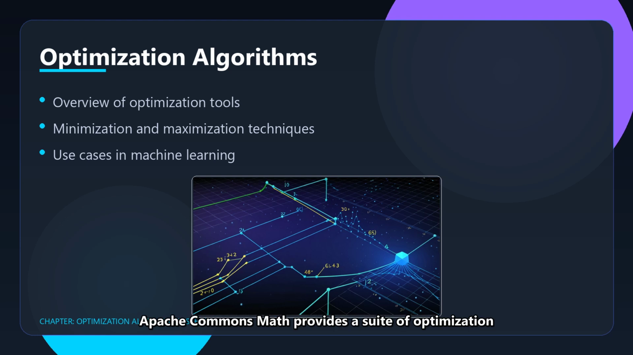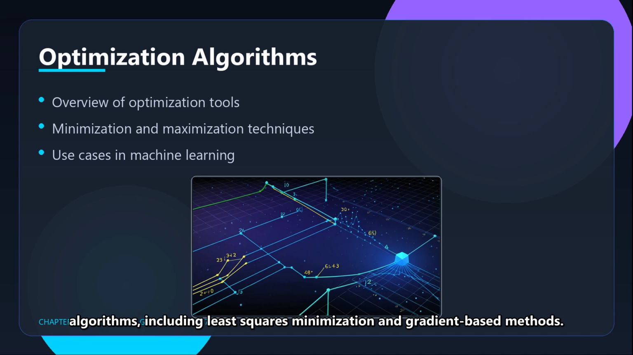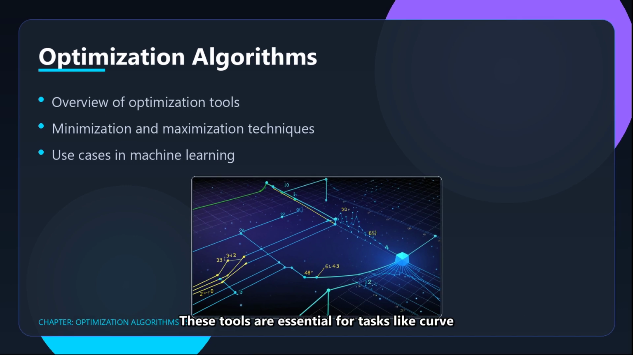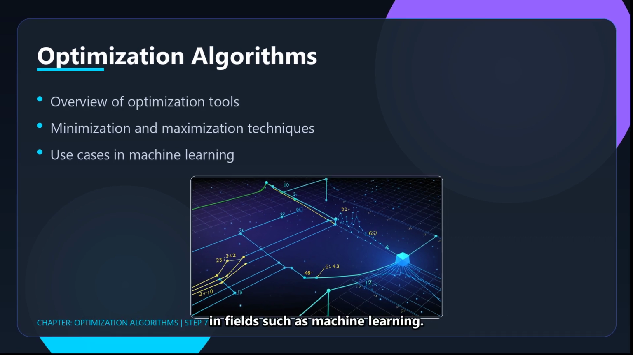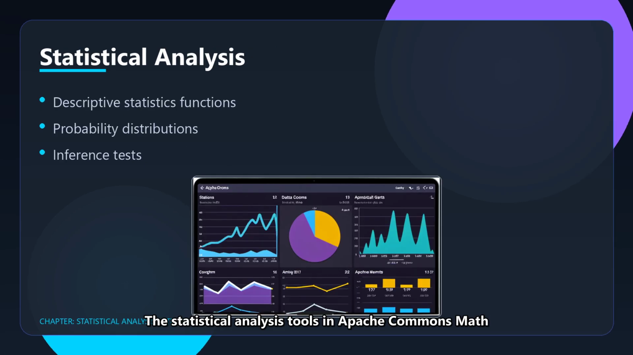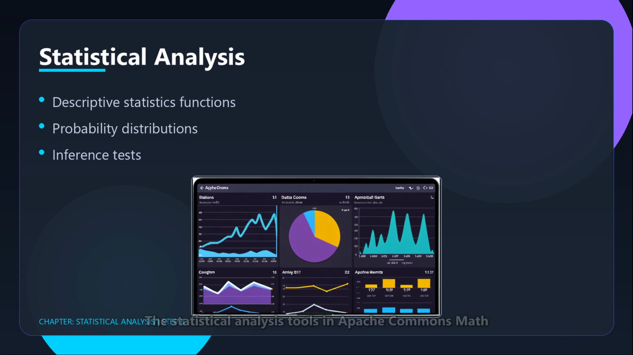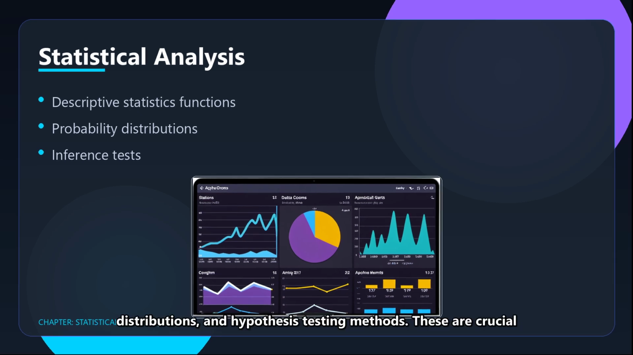Apache Commons Math provides a suite of optimization algorithms, including least squares minimization and gradient-based methods. These tools are essential for tasks like curve fitting, parameter estimation, and solving complex optimization problems in fields such as machine learning.